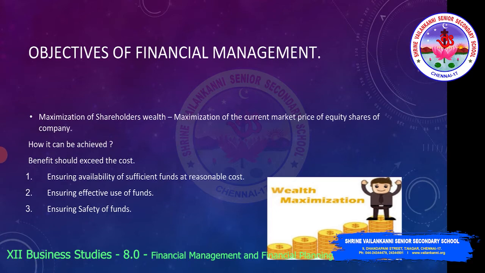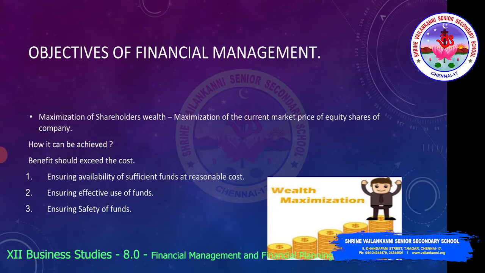How can it be achieved? Number one, benefit should exceed the cost. That is the number one rule. The benefit that the business is catering to the society should exceed the cost that is incurred. In that case, it will be able to maximize its shareholders' wealth. The first one is ensuring availability of sufficient funds at reasonable cost. The second is ensuring effective use of funds. The third is ensuring safety of funds. These are the things to be kept in mind to achieve maximization of shareholders' wealth.